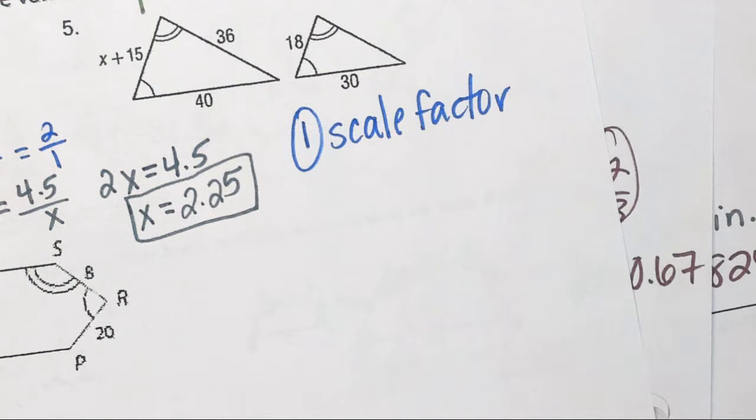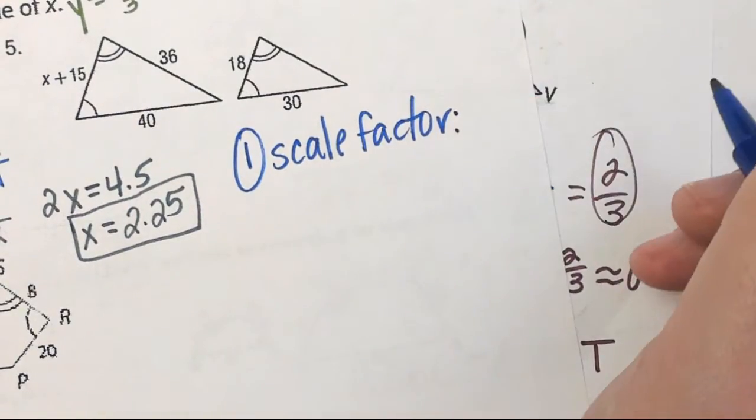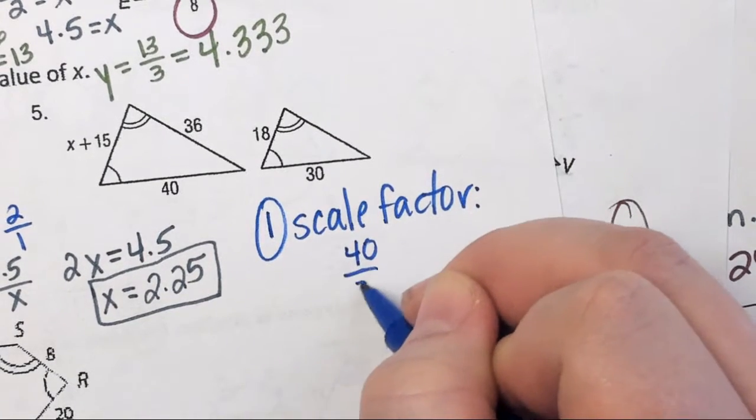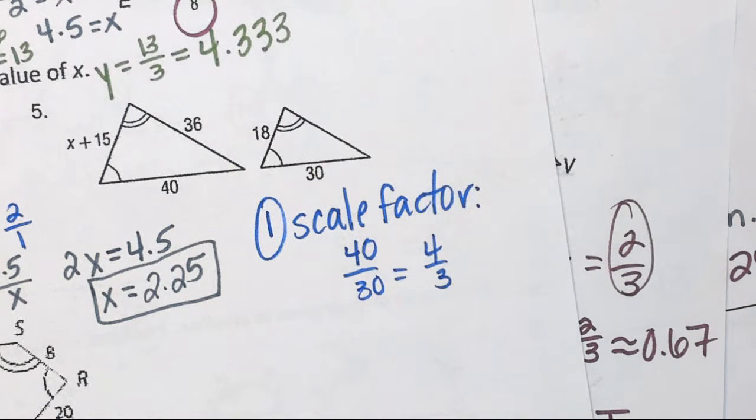Let's talk about how we got it. I know some are still finishing it up. For the scale factor, she said 4 over 3. Okay, so the scale factor is 40 over 30, and I know that reduces to 4 over 3. Good on that. Everyone seemed to have that. The issue is the next step, which is the proportion.